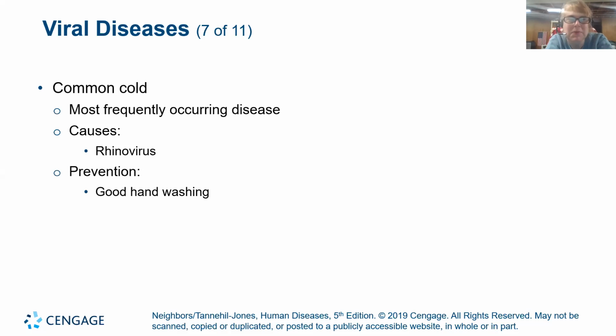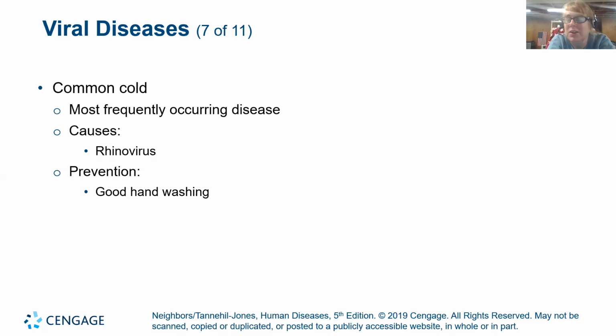The common cold. Okay, it is the most frequently occurring disease in kids, obviously. The cause is rhinovirus, and right now there are over 200 types of rhinoviruses. So you only get each cold once, okay? But I will tell you, at the age of 50, I still get a cold every once in a while. So obviously I haven't had 200 colds.